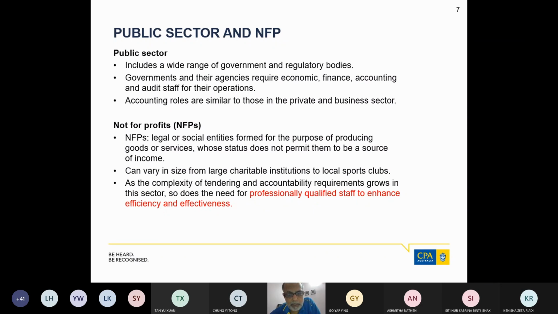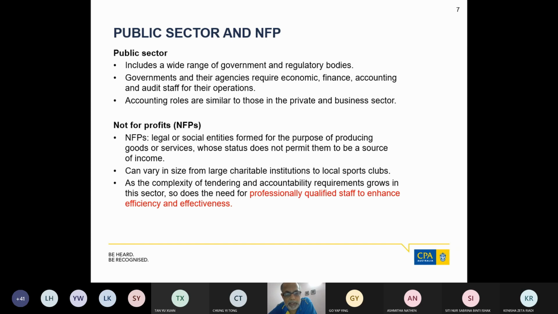So what is their purpose? They are formed for the purpose of producing goods or services. Their status does not allow them to be a source of income, so they cannot be looking to raise money to make profit. That's not the reason they are formed. They are formed to carry out services to help society, not with the intention of making profit.